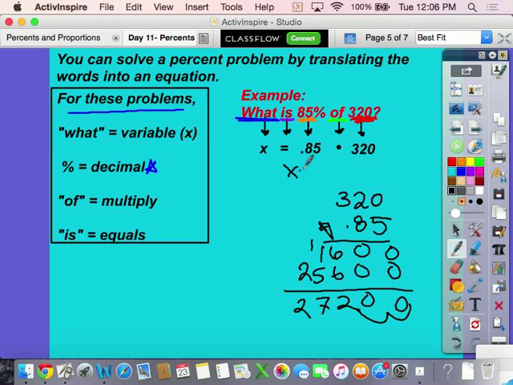And we're left with x equals 272. We always want to go back when we finish and think, does our answer make sense? What is 85% of 320? Does it make sense that 272 is 85% of 320? It does make sense. We should do that at the end of every single problem. Does our answer make sense? 272, and it does. Let's try two more.